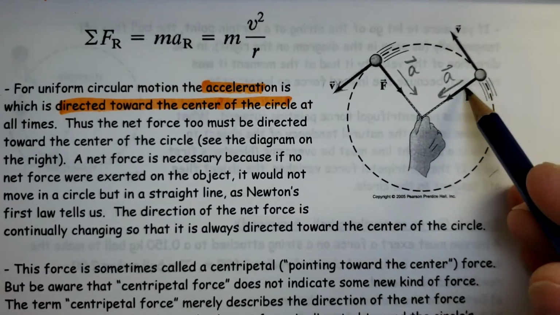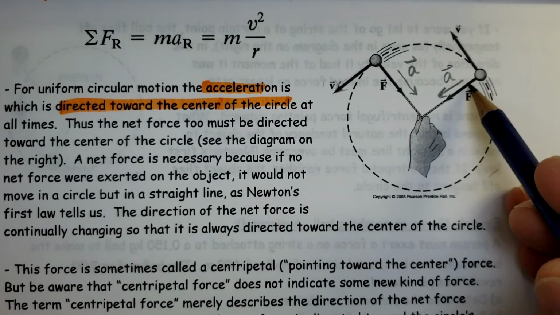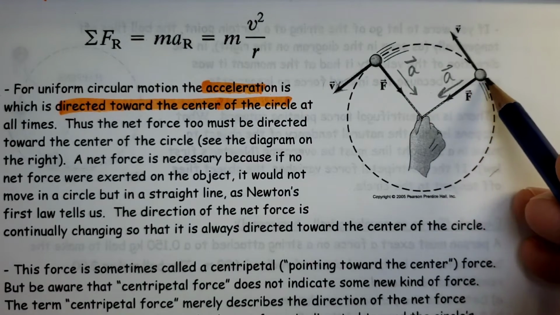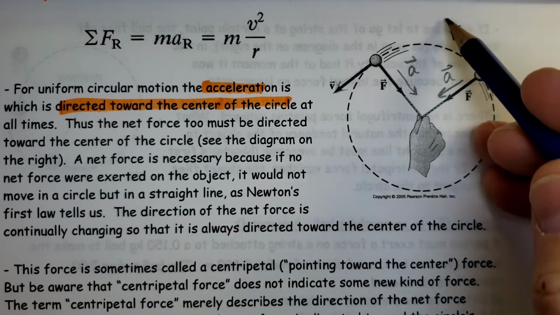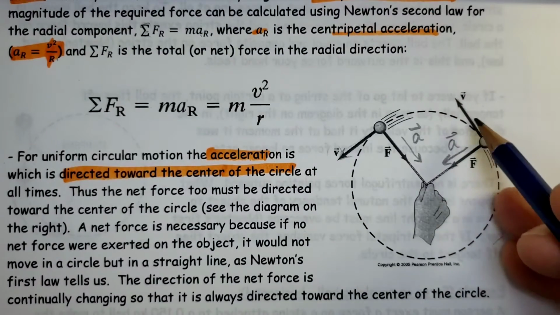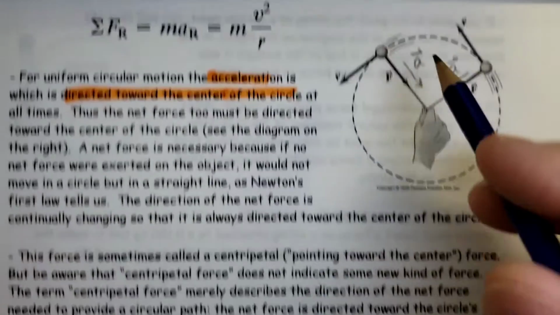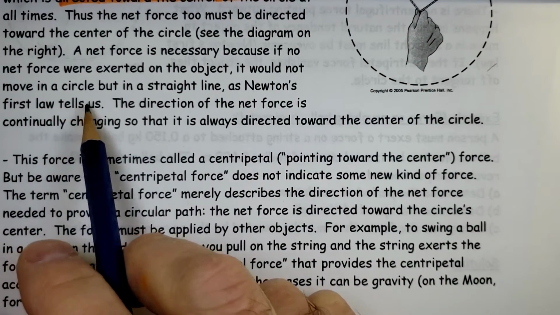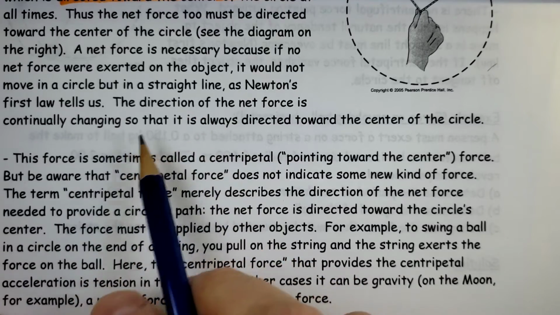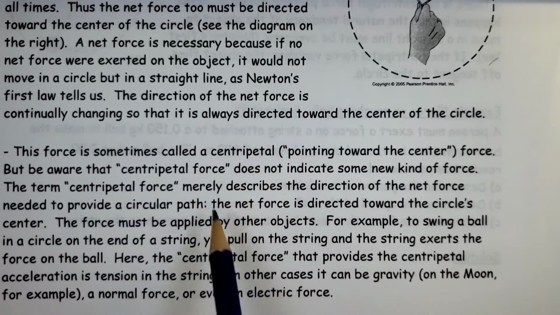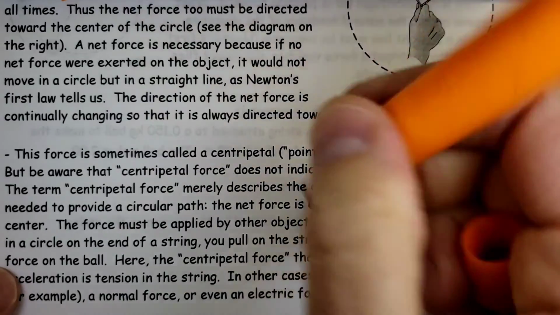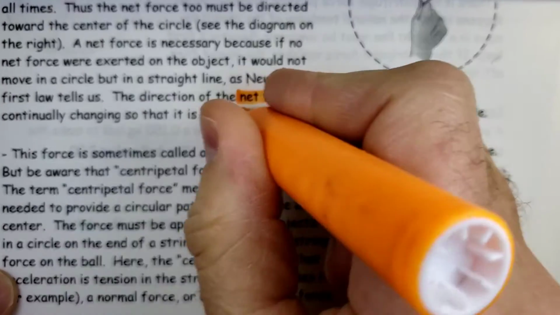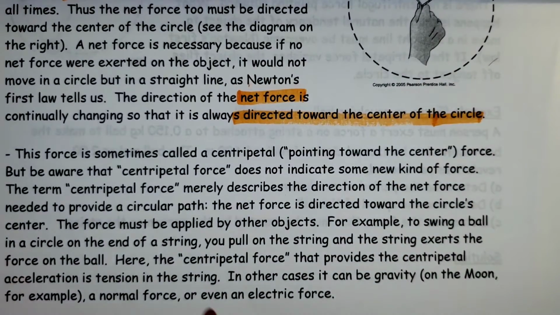So for example, if I could no longer maintain this force here, for example the string breaks, then this would continue off in straight line motion. An object in motion stays in motion in a straight line, as Newton's first law tells us. The direction of the net force is continuously changing so that it is always directed towards the center of the circle. So again, net force directed towards the center of the circle.